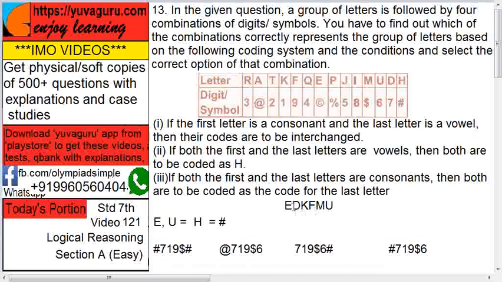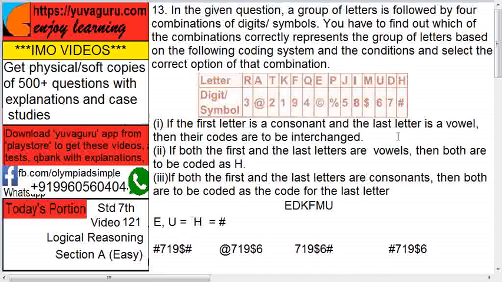Now the given alphabets over here are E, D, K, F, M, U. So we have to write the characters of this. So E and U are what? Vowels. So this will be second. So they are to be coded as H. So E comma U equals H.